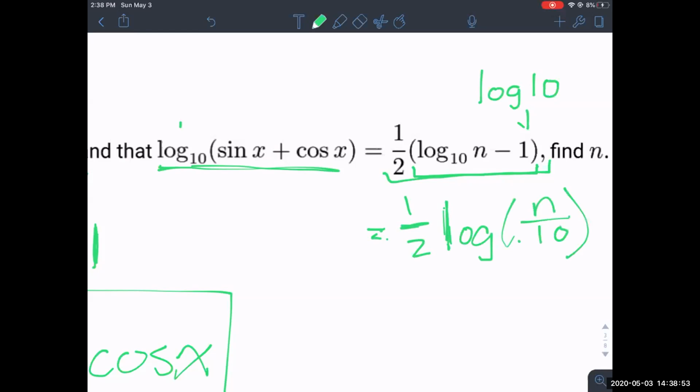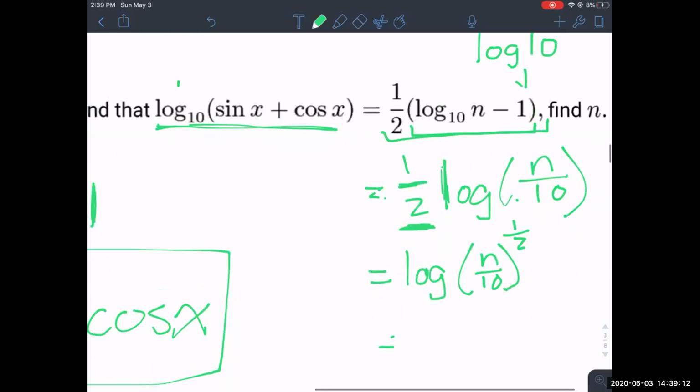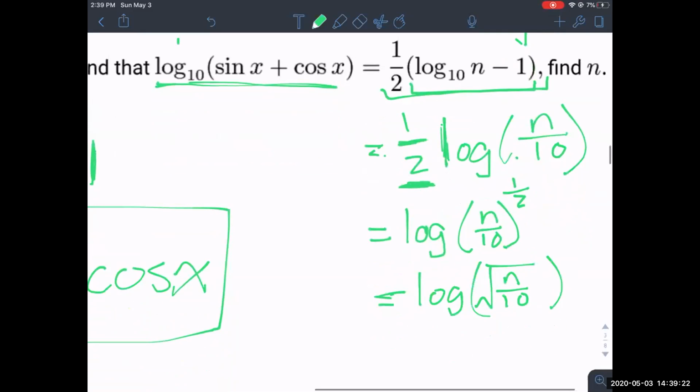And this can be further simplified when you realize that when you multiply by a constant, you raise it to the power of that thing. So you have log of n over 10 to the power of 1/2, that's equal to log of the square root of n over 10. So we have sine x plus cosine x is equal to the square root of n over 10.